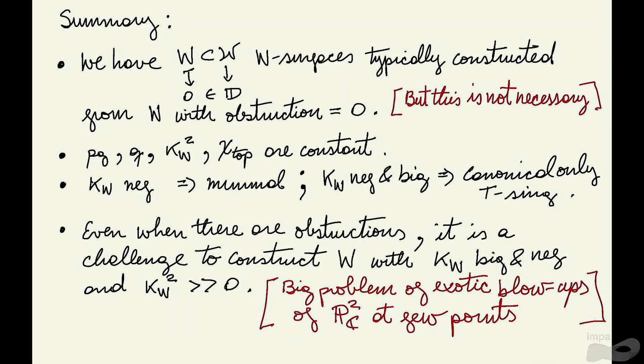Even when you have obstructions, it is a challenge to construct these W's with KW big and nef and K squared large. So I don't care about obstructions there, just construct something. For example, a big problem is to try to construct a W rational with K that is big and nef and canonical class as large as possible, 6, 7, 8, for example. And then you will be constructing exotic blow-ups of CP2 at few points.